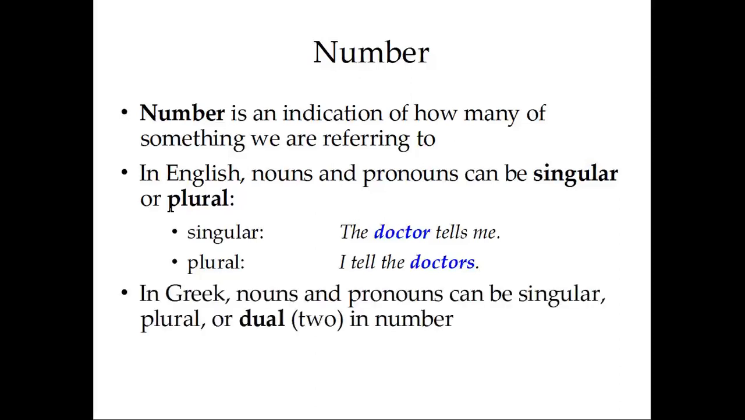one doctor. In Greek, nouns and pronouns can be singular, plural, or dual, two in number. So if there were two doctors, for instance, in Greek this could be in a different form than the word for doctor singular or doctor more than two. Fortunately, the dual is rare in classical Greek. It's more common in Homeric Greek, for instance, older Greek.